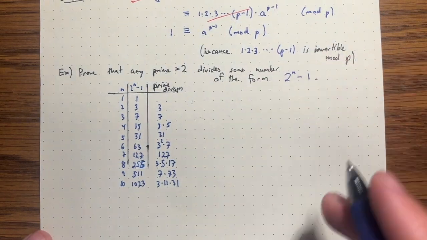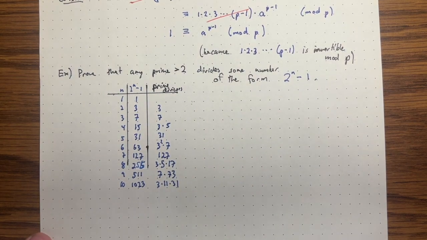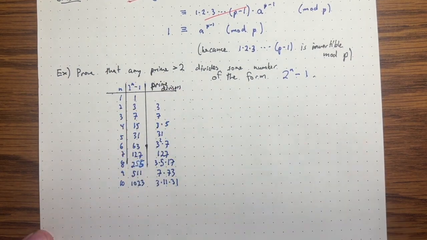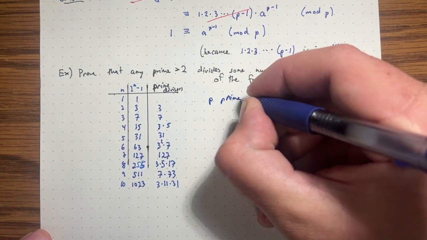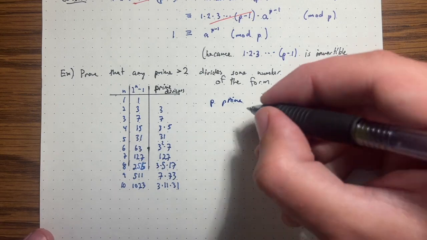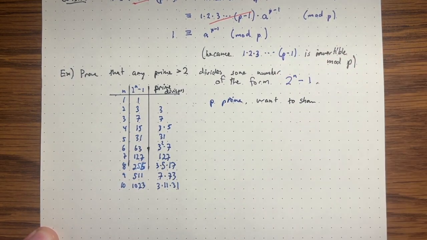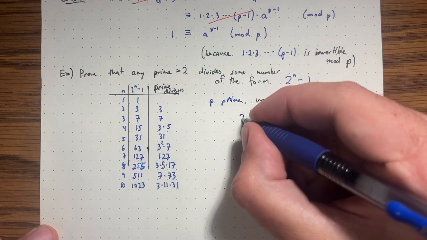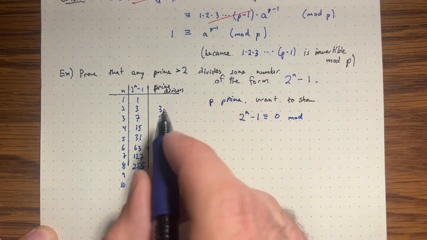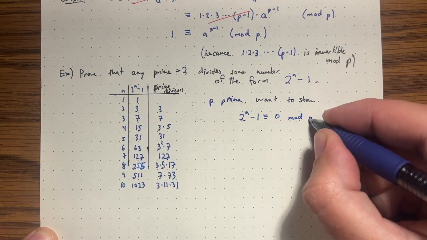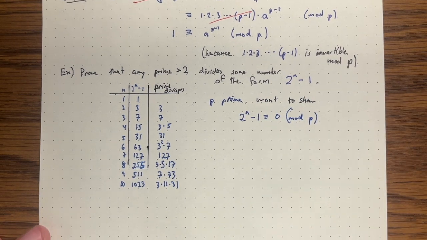So what do I mean by that? First of all, can we convert this to modular arithmetic? Well, let's take a prime. So let's say P is a prime, any prime. What do I want to prove? I want to show 2 to the n minus 1 is congruent to 0 mod p, right? P is the thing that's a divisor, so that's the thing I want to be my modulus. And to be congruent to 0 means it divides p.